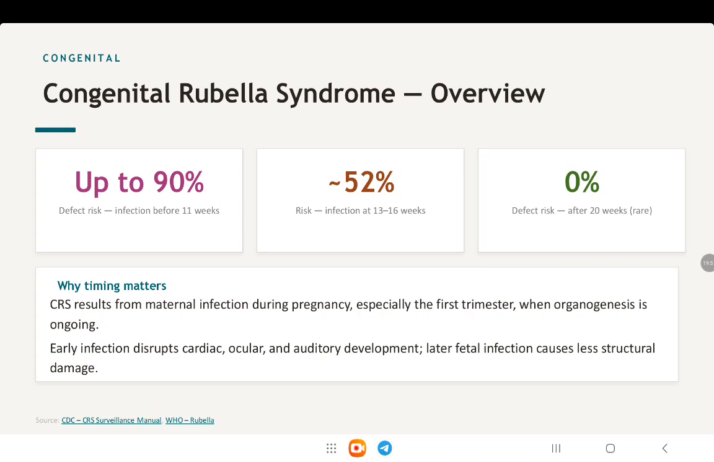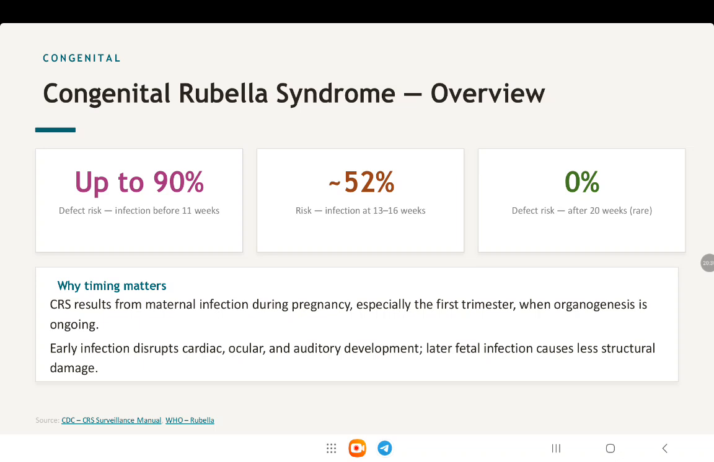Congenital rubella syndrome. What is it? This is one of the most important illnesses of rubella and is dangerous for the fetus. When the rubella virus infects a pregnant woman during the first trimester of pregnancy, this is very dangerous. Why? Because the mother at this stage can transmit the infection to the baby.